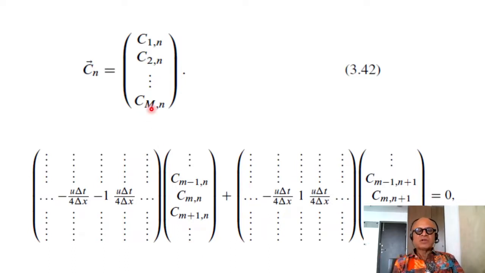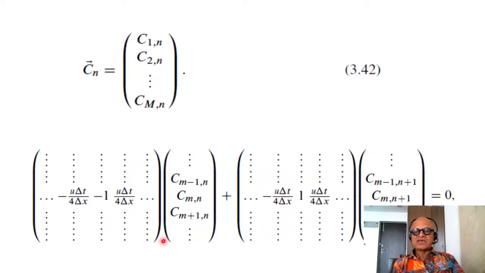where m, capital M, is the total number of grid points in our domain that we are working over, plus the same thing multiplied by cmn minus 1 and so on. So this time it is n plus 1. Here we have n is n plus 1.